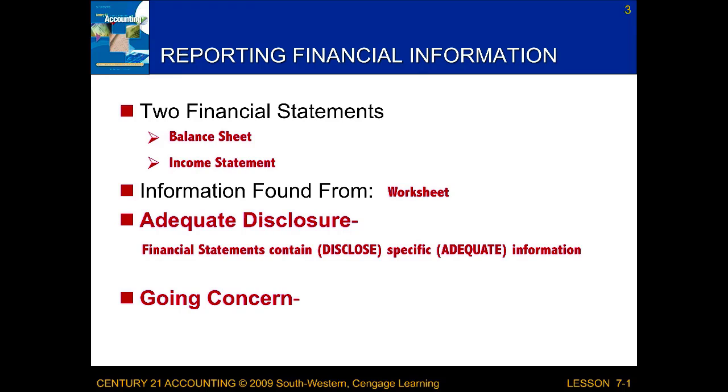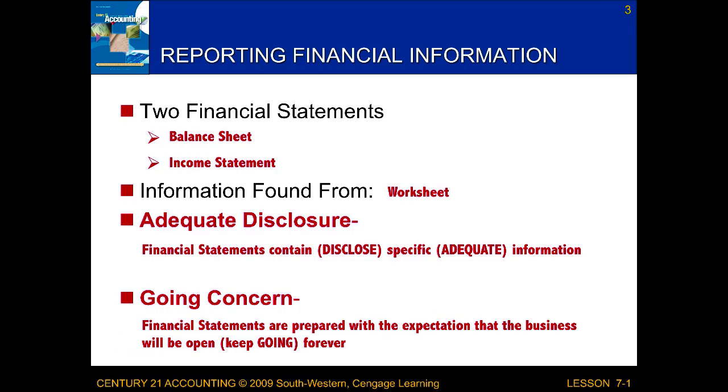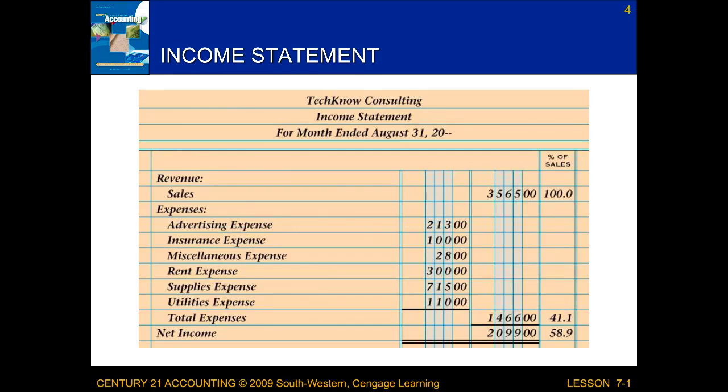The second thing we need to know about creating financial statements is this concept of what's called a going concern. So we prepare financial statements with the expectation that our business is going to be open, aka keep going forever. So this is what an income statement looks like. It's what we're going to be creating.